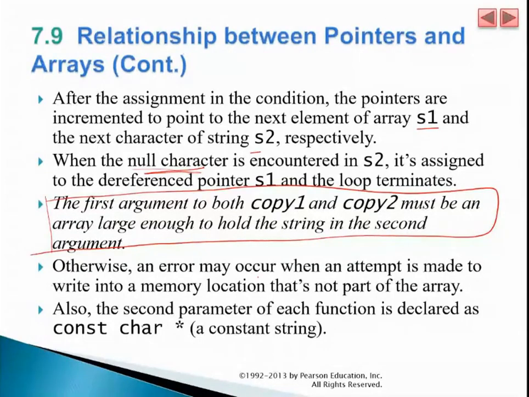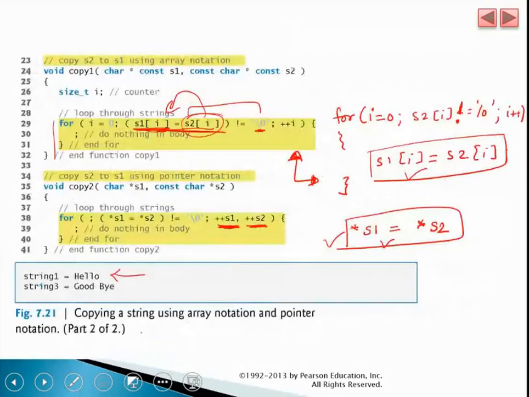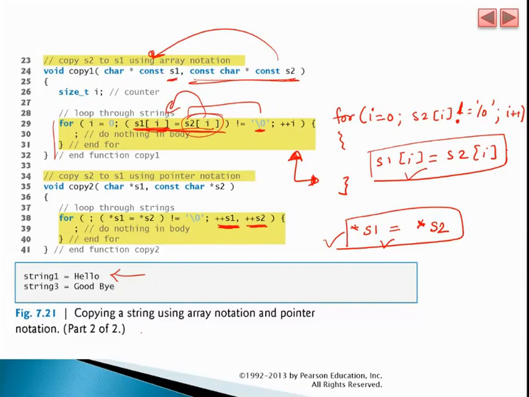Also, you have noticed that the second parameter of the function is constant, because you are just accessing it. To maintain the least privilege principle, we make this particular thing constant, because we are not changing s2. We are just accessing s2 and copying that value to s1. So s1 should not point to constant data, because we are changing the data value. Here we will not use the constant keyword, because we are using array notation.